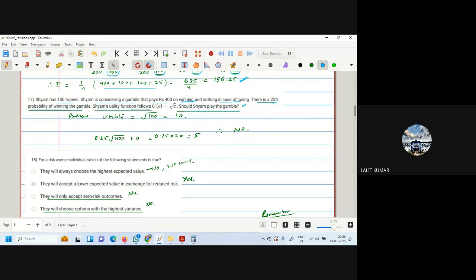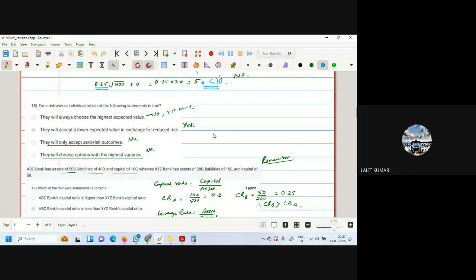So for these kinds of questions where the utility function has been given, we have to find the utility. His present utility is root of 100, which is 10. In case he gambles, his winning probability is only 0.25, and he wins 400. So his utility function will give root 400, which is 20, into 0.25, which is 5. So the utility he'll get by gambling is less than his present utility. Therefore, he should not play. If this utility function had been something different, then you would use that utility function.